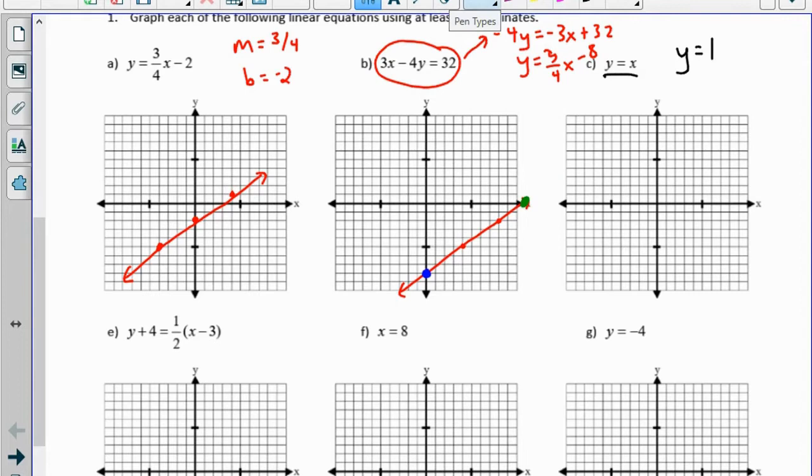Problem 3 is in slope-intercept form, y = x. If I need to, I could rewrite it as y = 1x + 0, just to visually see what's happening. So I have a y-intercept of 0 and a slope of 1. So the graph is going to look something like that.